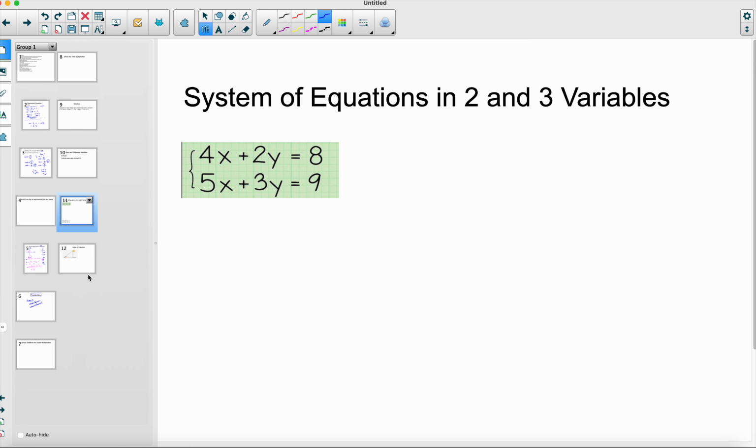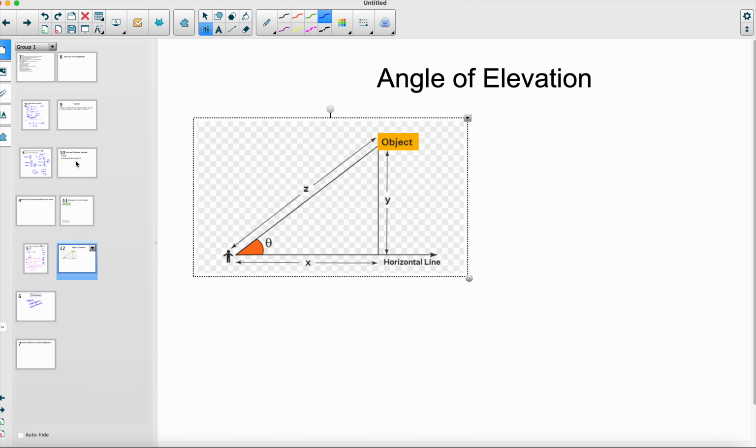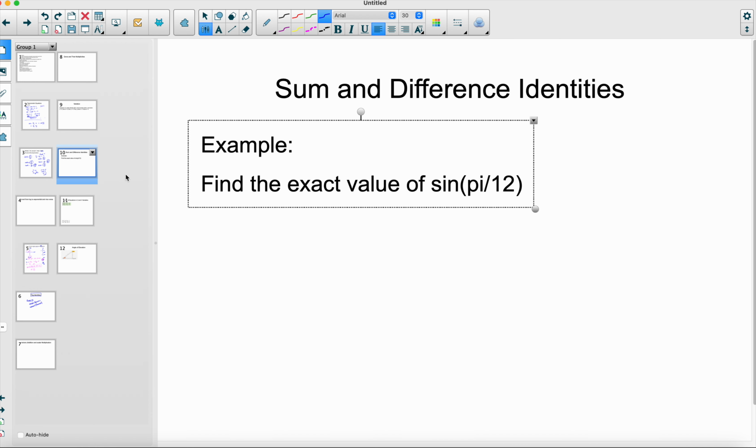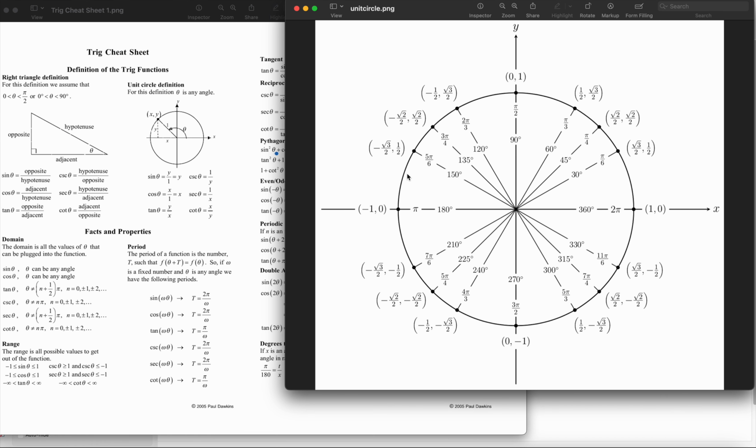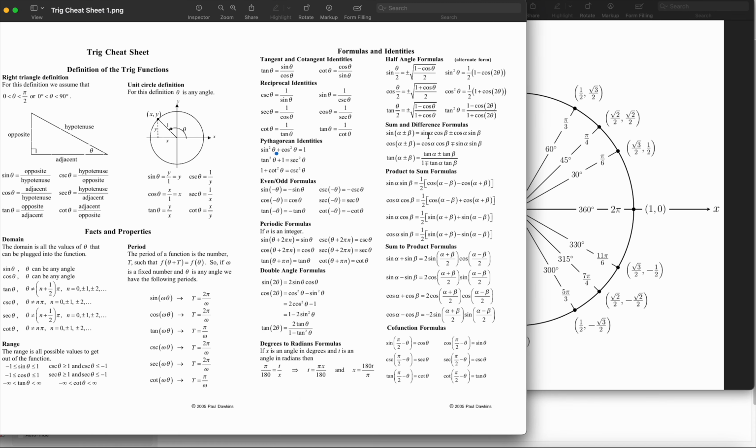Sum and difference. Okay. Sum and difference formulas, which I hope you guys memorize, but if not, it should be right here. This is where we can rewrite sine of a function, cosine of a function, in terms of a different angle.